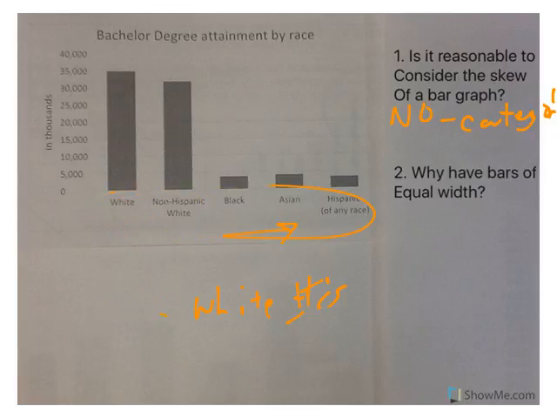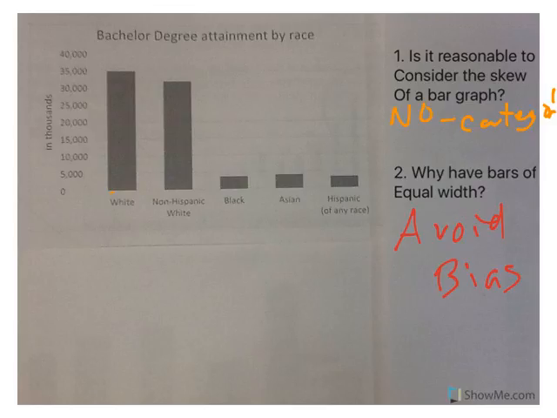Okay, why should the bars have equal width? We've talked about this before, but it avoids bias. You don't want to draw any more attention to one bar than the other. The heights of the bars, where they show frequency, are what you want people to really look at.